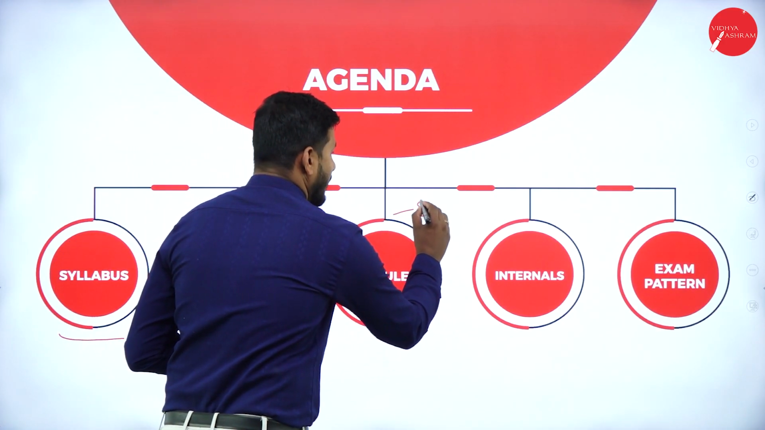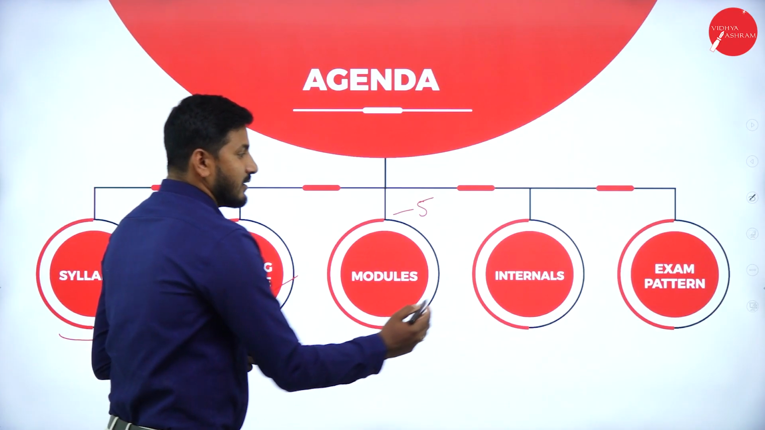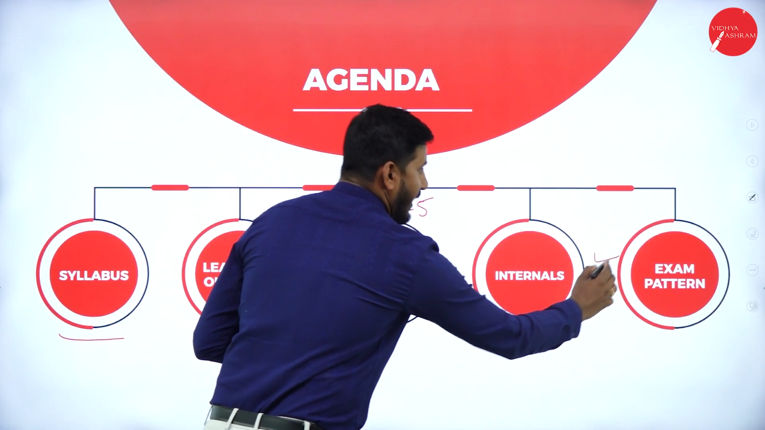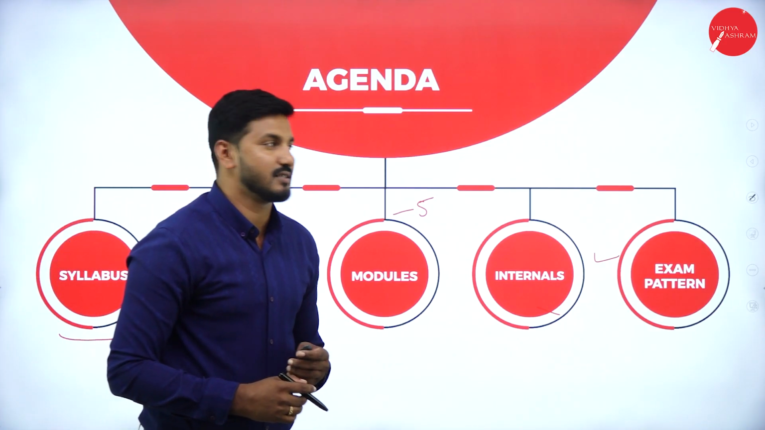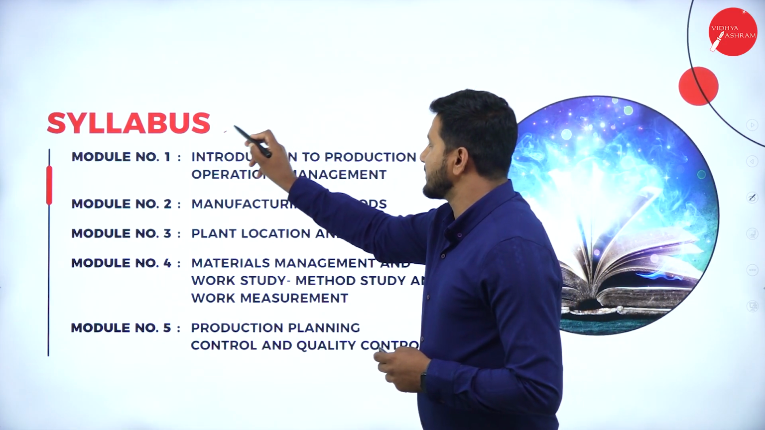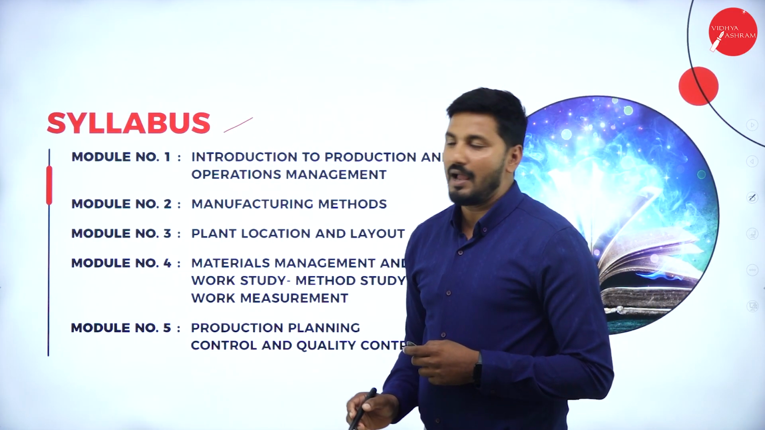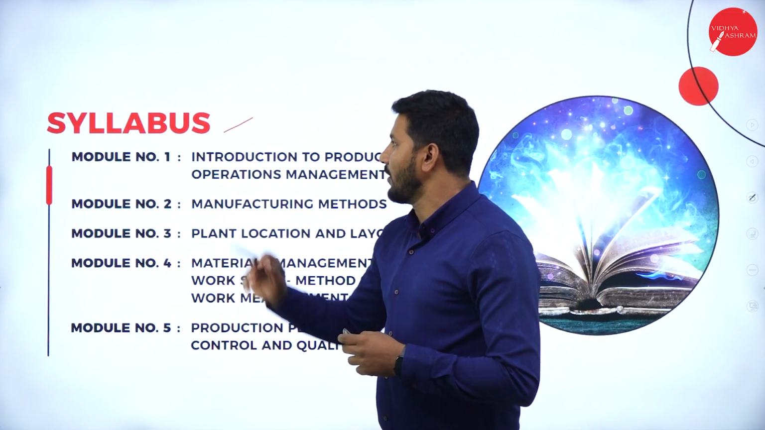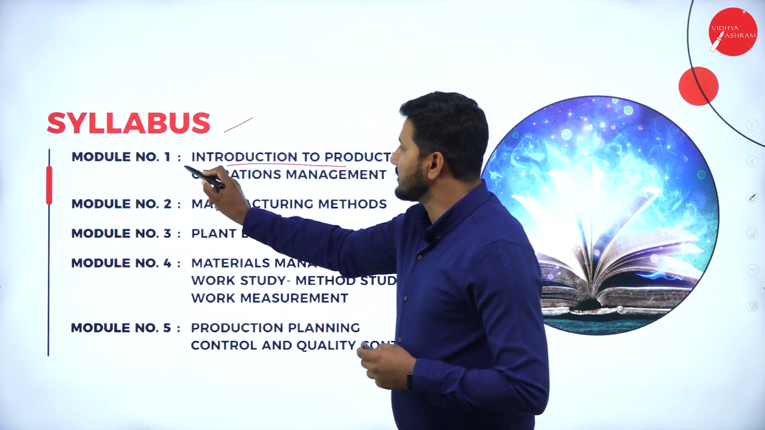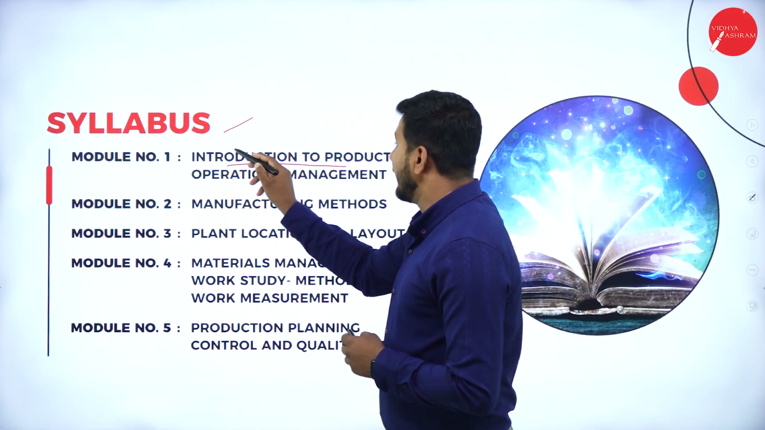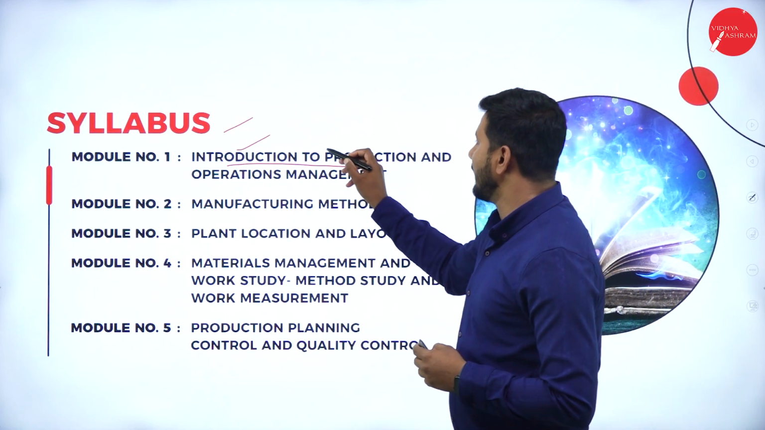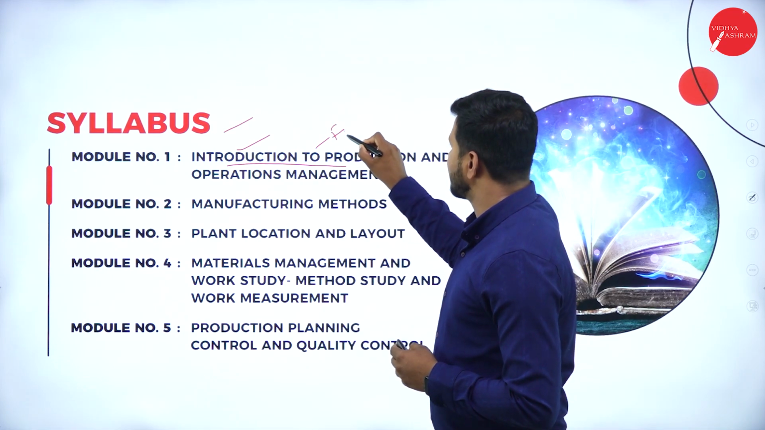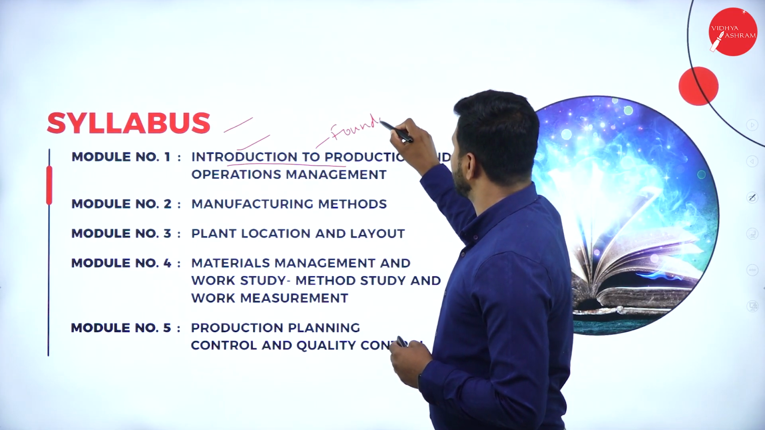It consists of 5 modules. Then the internals and main examinations pattern. Yes, let's get into this. This is the syllabus of Production and Operations Management. We'll be having 5 important modules in this course. First, it's purely related to Introduction to Production and Operations Management, where we'll understand the foundations of this chapter.